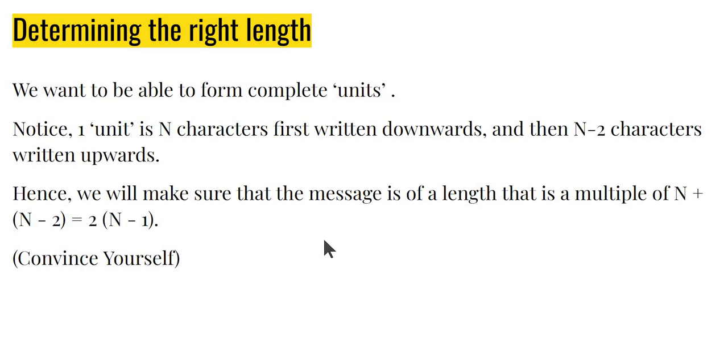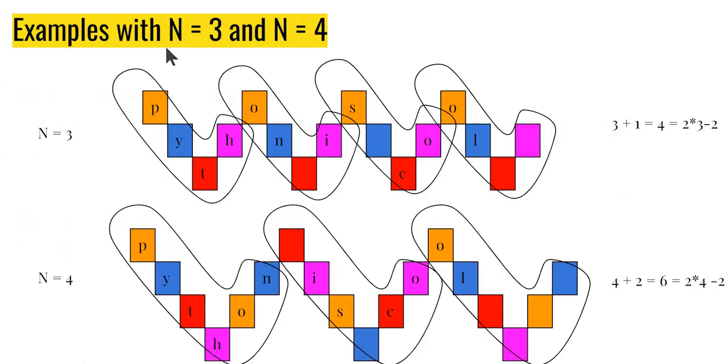Basically, what I'm trying to get at is that I must have the length of the message as a multiple of n plus n minus 2, or in other words 2 times n minus 1. Let's see this with examples because that makes it really clear. Let's say my n was 3. Now I talk of one unit here as this particular half v, truncated v, because I'm ignoring this. Notice this is forming for me 4 units, and the reason I see it this way is because this completes the pattern and brings me back to the first rail.